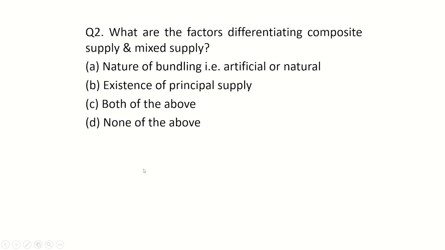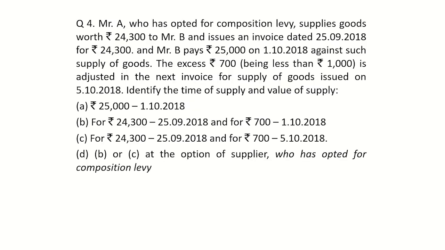Now let's move on to the next question. What are the factors differentiating composite and mixed supply? Hope all of you have studied section 8 with regard to what is a composite supply and what is a mixed supply. The nature of the two are, one is the bundling and the existence of principal supply. Hence the answer in this case is both A and B, that is both of the above. Now let's move on to the next question.